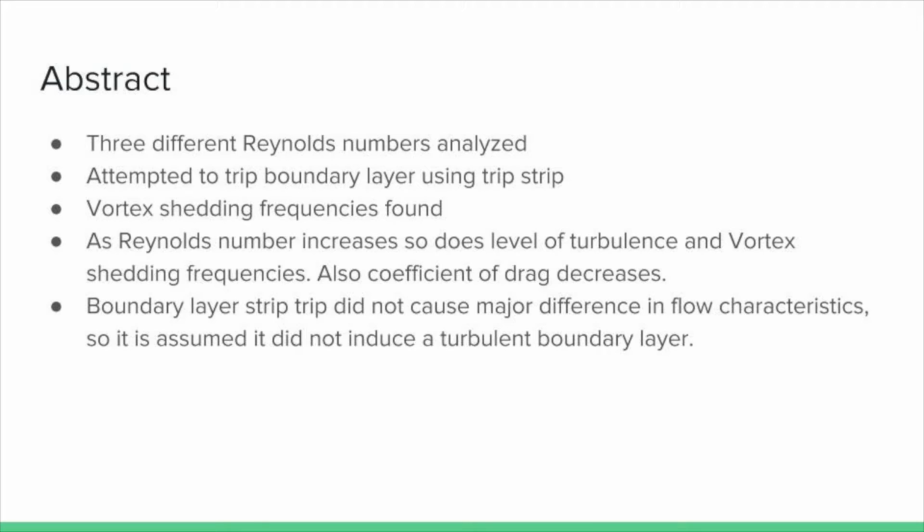Vortex shedding is also of interest. Video of flow behind the cylinder was taken and analyzed in order to find the vortex shedding frequency. It was found that as the Reynolds number increased, the coefficient of drag decreased. The boundary layer trip strip only caused a significant change in the highest Reynolds number tested, but it was not definitive that the boundary layer entered the turbulent regime.